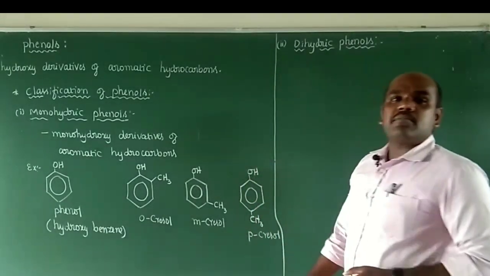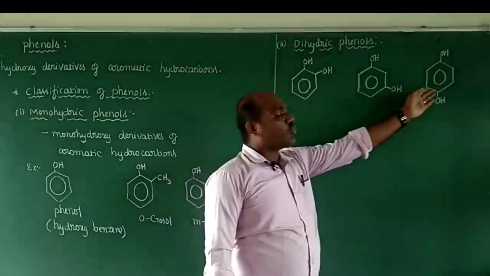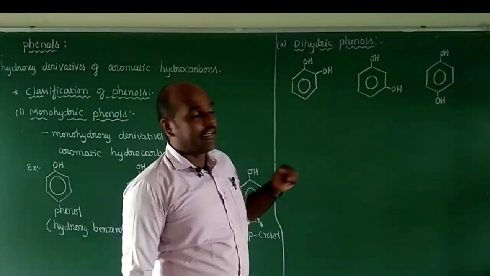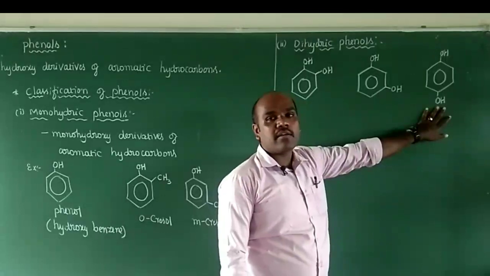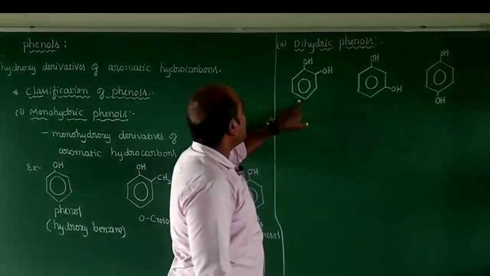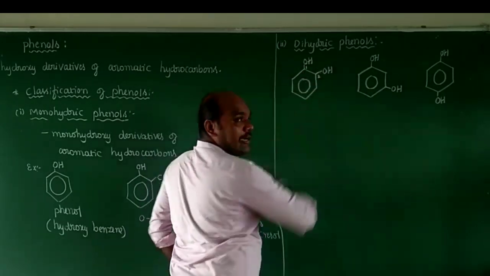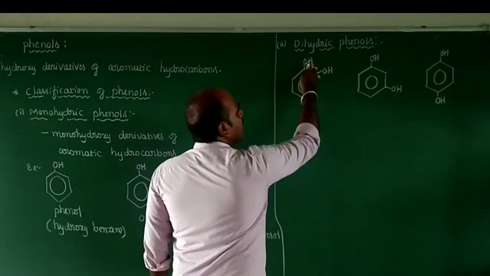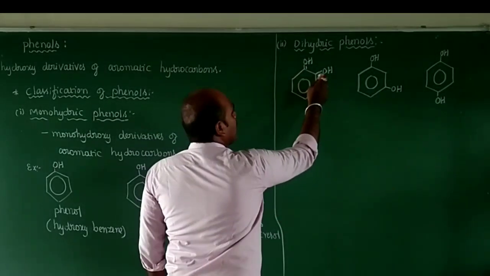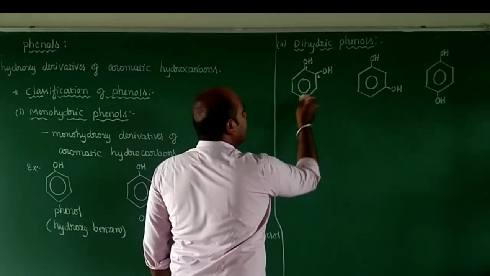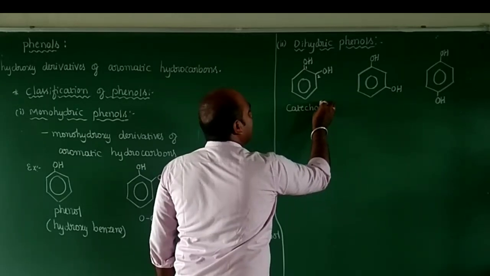Now we shall give some examples for dihydric phenols. Here I have given three examples. You can notice that in all three cases we have two hydroxy groups on the benzene ring. In the first case, the hydroxy groups are present at the first and second positions. So we can call it 1,2-dihydroxybenzene, or in common language, catechol.